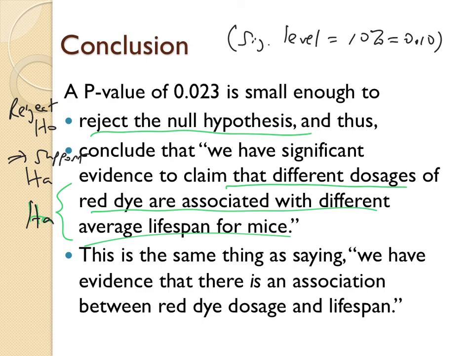And the way we could say it in the language we talked about earlier in the course is here. This is another way of saying HA: there is an association between the exposure to red dye and the lifespan of a mouse. That is a very nice, very non-technical way of stating the HA that allows us to have the ANOVA test always end up with a conclusion about association between the variables.